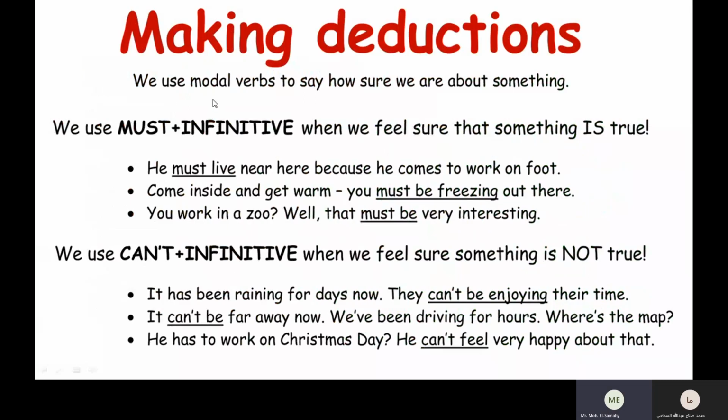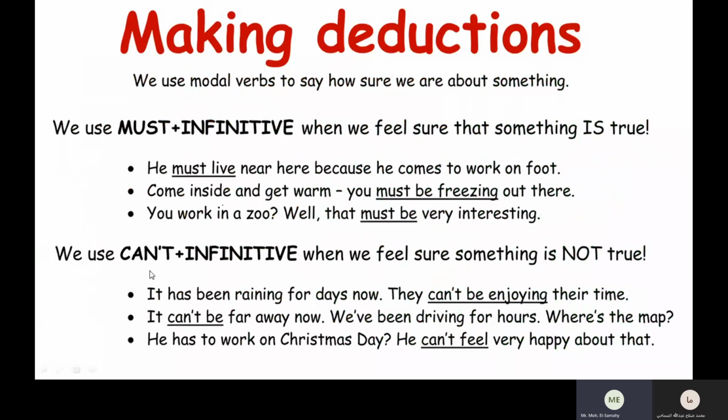We use modal verbs to say how sure we are about something. We use must plus infinitive when we feel sure that something is true in the present. He must live near here because he comes to work on foot. Come inside and get warm. You must be freezing, as we say, be plus verb plus ing. Out there, you work in a zoo. Well, that must be very interesting.